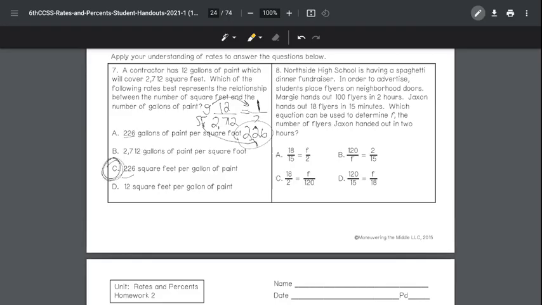I hope that makes sense, because think about it. A is wrong. If you have 226 cans of paint, you should be able to paint more than 1 square foot. Okay, that makes 0 sense. Okay, but if we do have 1 gallon of paint, we're going to paint about 226 square feet. That makes way more sense. And we skip number 8.